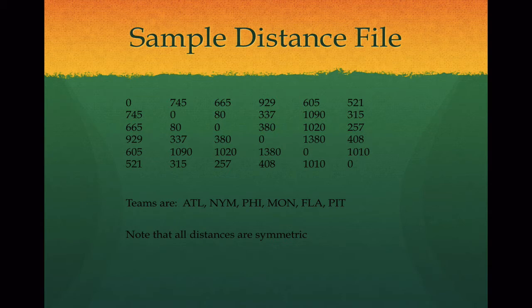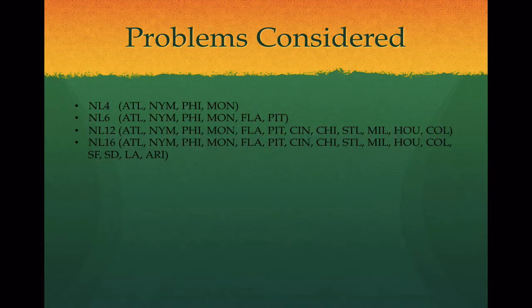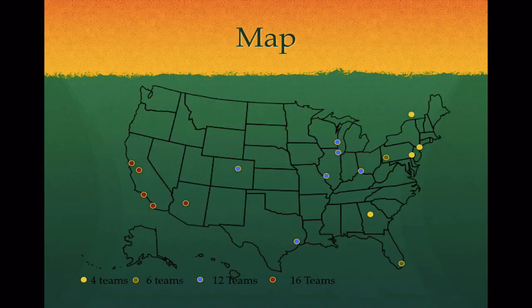Here is a sample distance file. As you can see, it is symmetric. The particular teams that are represented here are Atlanta, New York, Philadelphia, Montreal, Florida, and Pittsburgh. For the problems that I considered, the National League of Major League Baseball, and then I considered subsets of these problems, which consisted of 4, 6, 12, and 16 teams, as shown here. Here's a map depicting exactly where these teams are located.